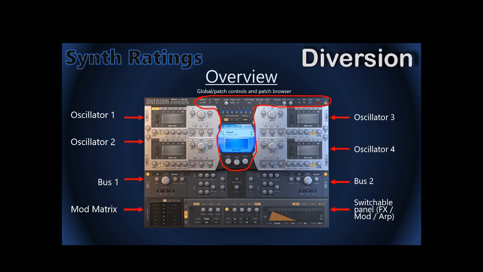This is an overview of the synth layout. It has 4 oscillators, 1, 2, 3, 4, which can then be routed into one of 2 buses, which can be mixed together or sent in parallel to the effects section. And of course we have a modulation matrix and arpeggiators and transgates and so on down here. We'll look at those in detail later on.